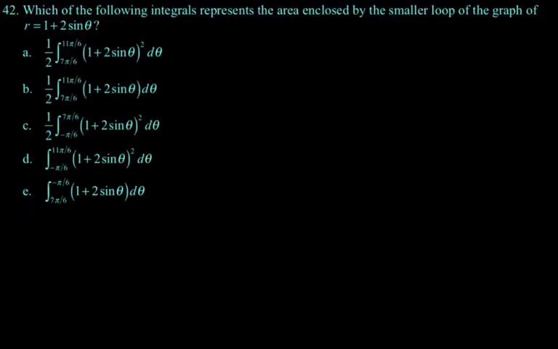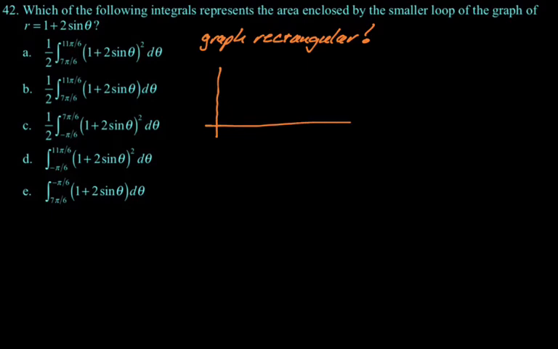Which of the following integrals represents the area enclosed by the smaller loop of the graph of r equals 1 plus 2 sine theta? I'm going to do this without even creating the polar graph. I'm just going to think of the connections between rectangular graphs and polar graphs. So I'm going to really graph the rectangular function. So it's a sine curve, so 2 pi, and then pi over 2 and 3 pi over 2.